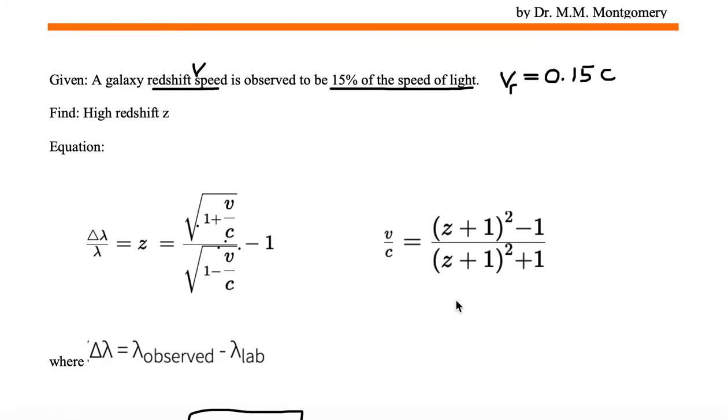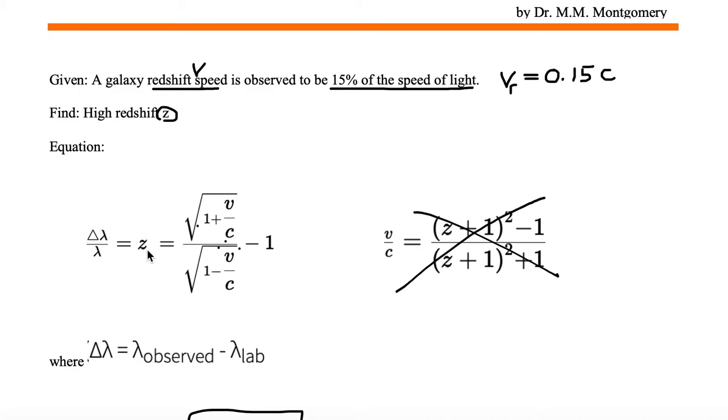Now we have to choose an equation. We're given delta lambda over lambda is equal to z, and z is equal to the square root of 1 plus v over c divided by the square root of 1 minus v over c, minus 1. And we're given an equation, v over c is equal to (z plus 1) squared minus 1 divided by (z plus 1) squared plus 1. Well, we want to solve for z, so I don't see a z equal to in this right equation, so we're going to eliminate it.